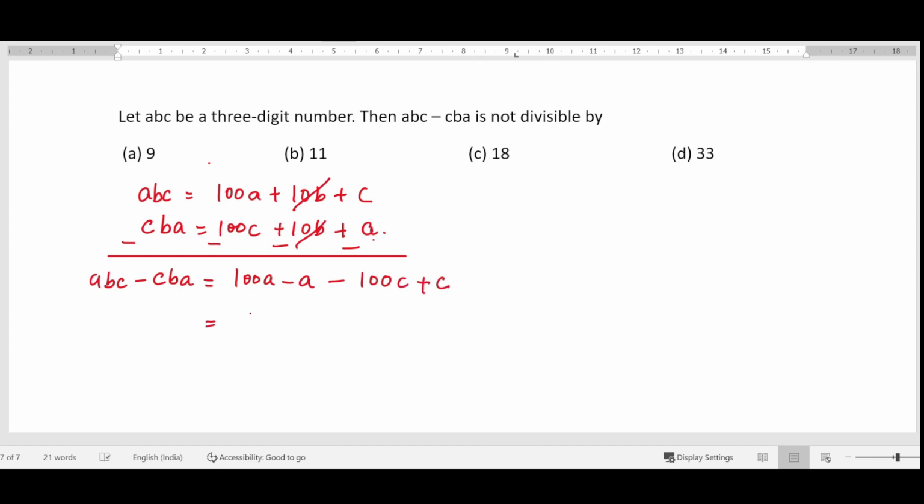This will give you 99A minus 99C. 99 is common. So 99 into A minus C. So this number is divisible by 9, right? It is also divisible by 11. 99 is not divisible by 18. It is divisible by 33. So ABC minus CBA is not divisible by 18.